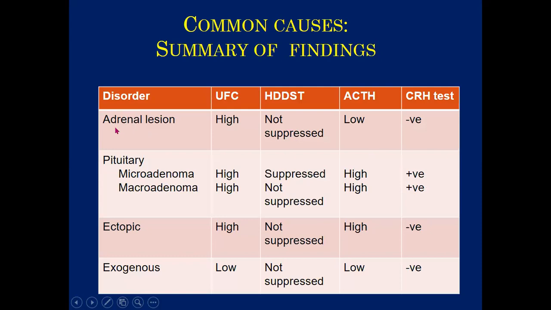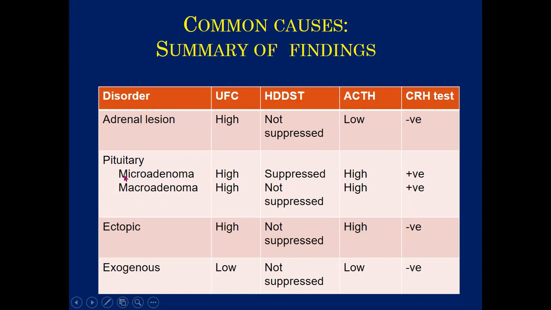If there is an adrenal lesion, then urinary free cortisol is high. High dose dexamethasone test not suppressed. ACTH level is low and CRH test is negative. This is not considered so enthusiastically, but these three are considered for the differential diagnosis and the summary of the findings.